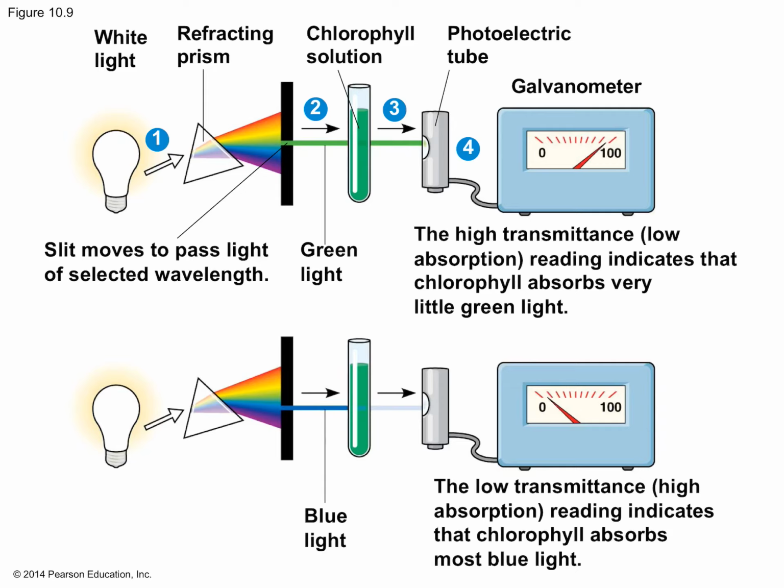Next thing to talk about is what we call an absorption spectrum, okay? So an absorption spectrum basically is a figure that shows us what wavelengths of light a pigment, like chlorophyll for example, absorbs and which ones it doesn't absorb. There's also another thing we can look at called an action spectrum, which we'll see here in a minute.